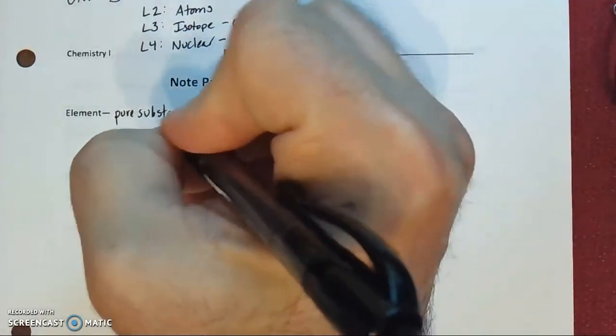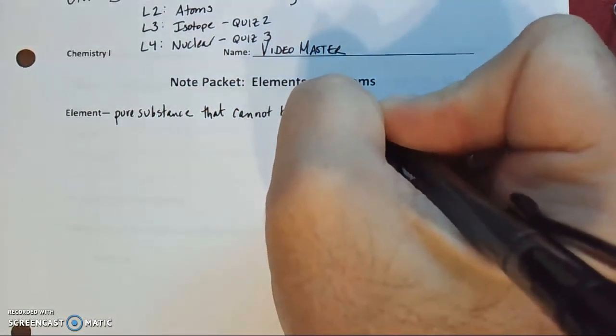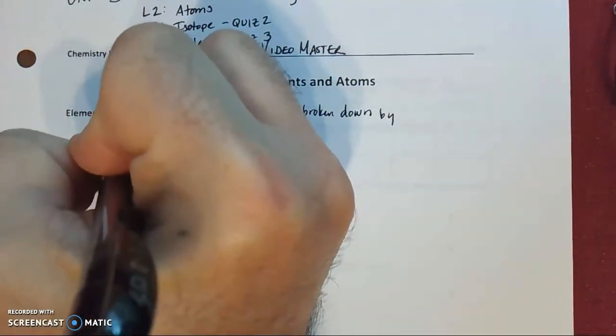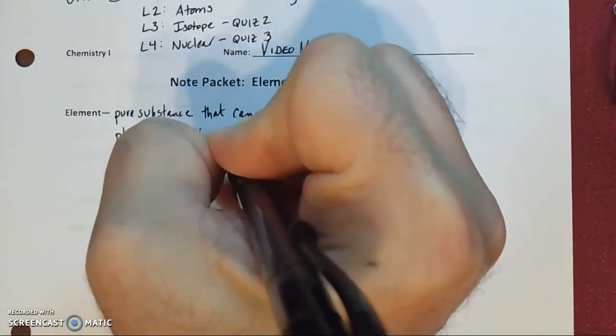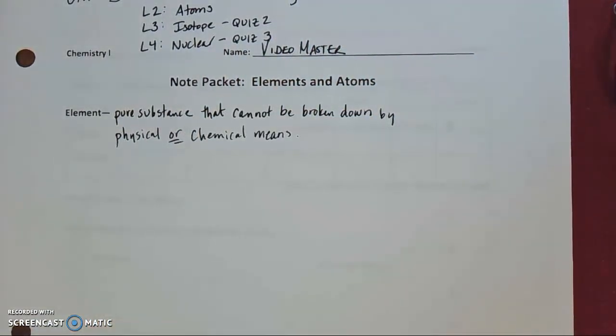An element is a pure substance that cannot be broken down by physical or chemical means. So we cannot do a physical change to it to pull pieces apart. We cannot do a reaction on it in order to chemically separate it into any other smaller pieces. So this is basically the end of the line when we're talking about matter and being able to describe its physical properties.